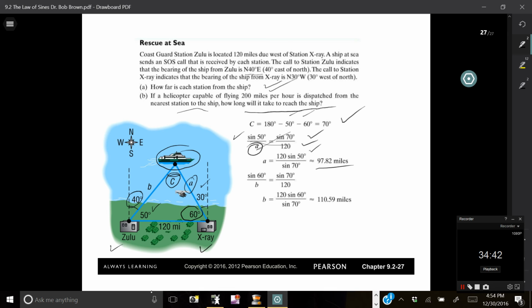Also using the law of sines with B, the B angle and the B side, we get sine of 60 degrees divided by B equals sine of 70 degrees over 120. And B is equal to 120 sine 60 degrees divided by sine of 70 degrees, equal 110.59. So the closest station is 97.82 miles.